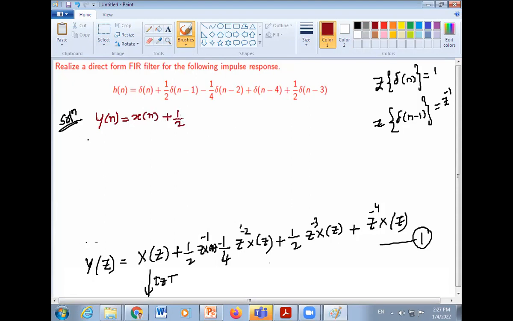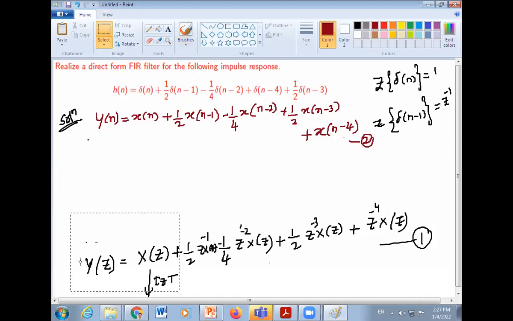1 by 2 X of n minus 1 minus 1 by 4 X of n minus 2 plus 1 by 2 X of n minus 3 plus X of n minus 4. Right? So this is equation 1's inverse Z transform. Let us call it equation 2. Understood?